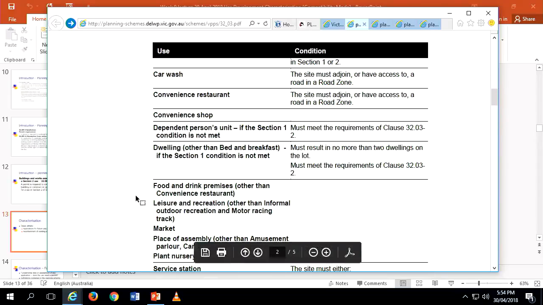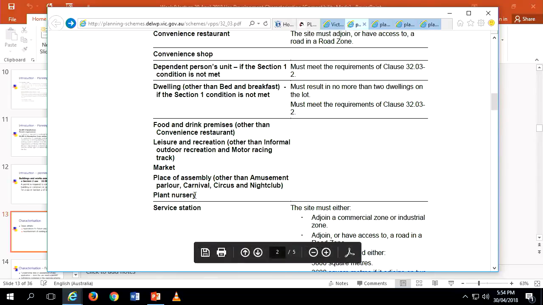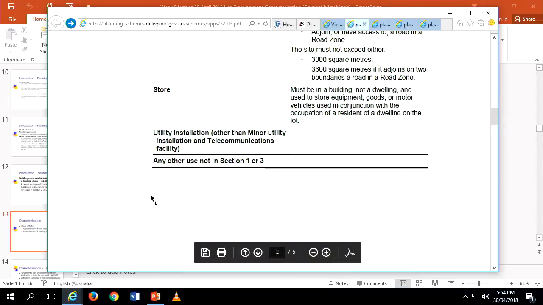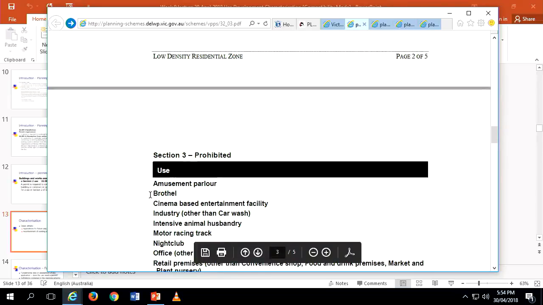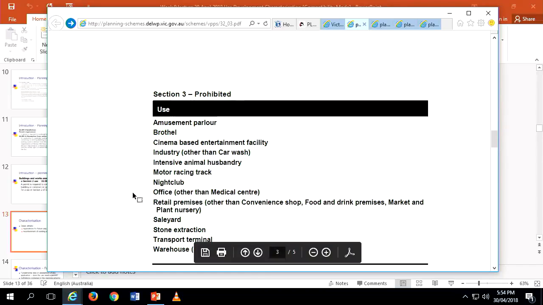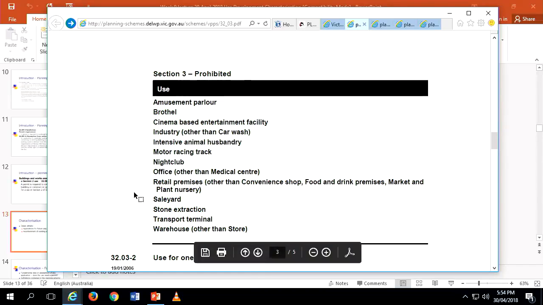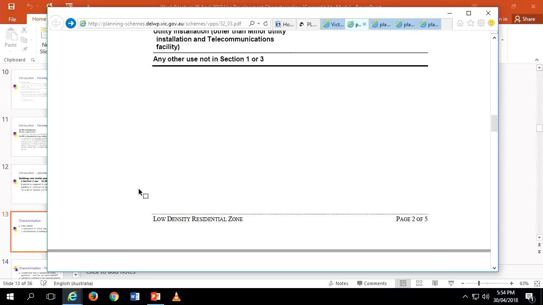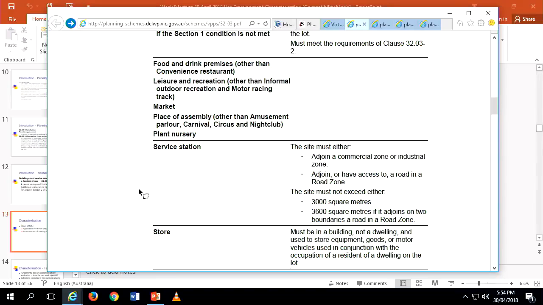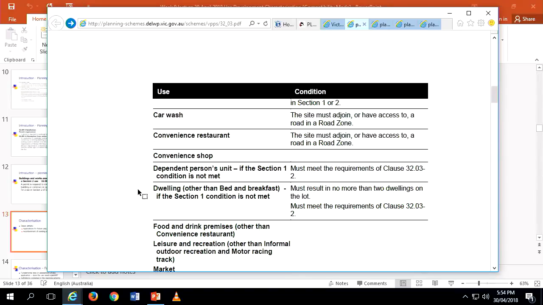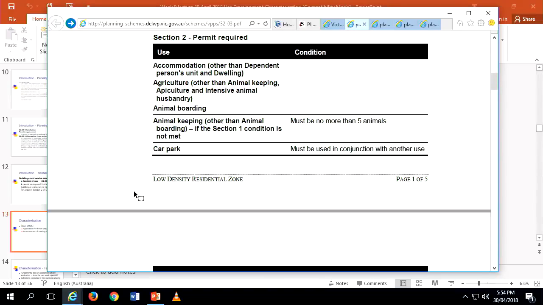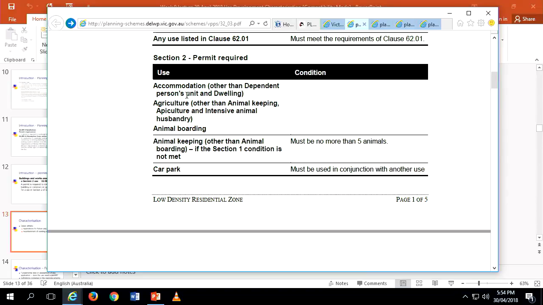Where's place of worship gone in here? Oh yeah. So we don't have place of worship, which is synagogue, church, mosque, etc. So what do you think would happen if I wanted to have a place of worship in this zone? And it's not shown in here. Do you recall, where are we?